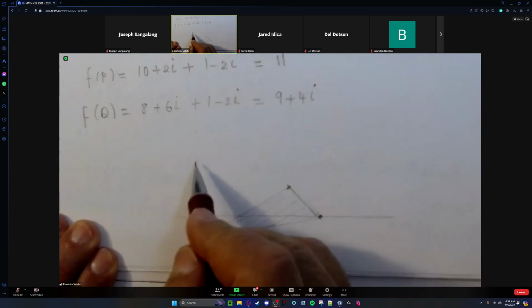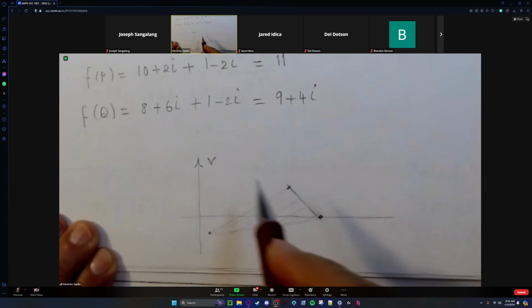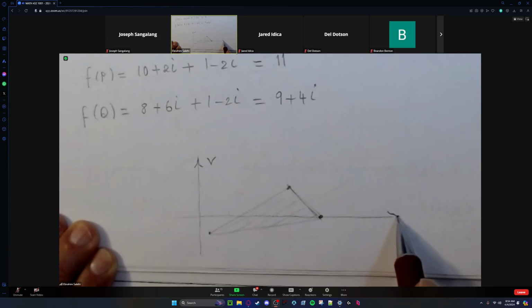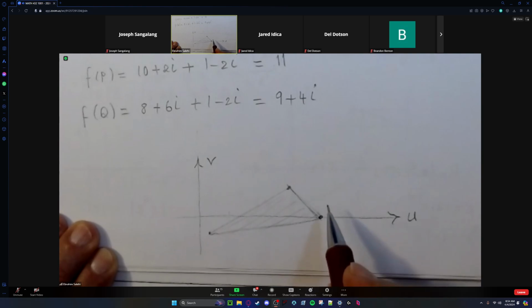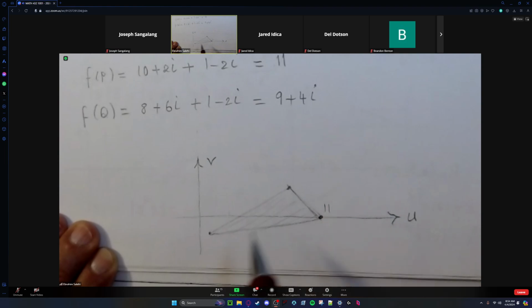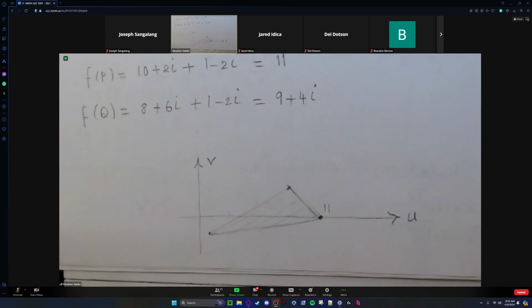So after we apply that function, that earlier triangle will become this in the UV plane. So here is 11, and here is 1 minus 2i, and here is 9 plus 4i. Okay. Any comment, any question?